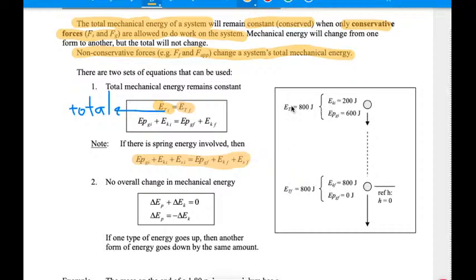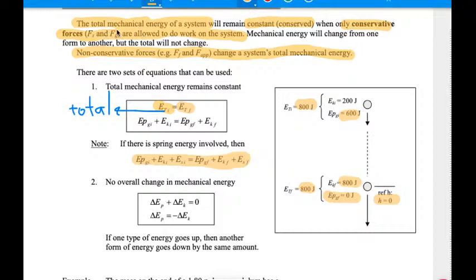So the total mechanical energy at the start of the system is the kinetic energy from it already falling and gravitational potential energy from the height it has from the reference. And at the end, we have 0 gravitational potential because we're at our starting reference height. But we've converted that gravitational potential energy into kinetic energy. And when we add them all up, the total initial mechanical energy is equal to the total final, 800 in both cases. And that's because the only forces acting are conservative forces.